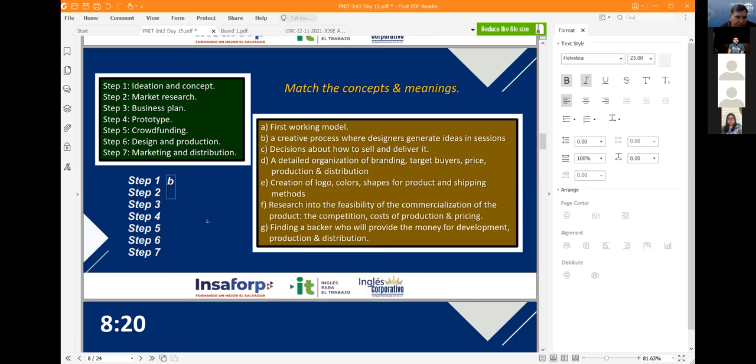And then of course, for number two, market research. What is market research? Letter F, absolutely. Is the research into the feasibility of the commercialization of the product, the competition, cost of production, and pricing. Okay, excellent. And business plan, what's the business plan?